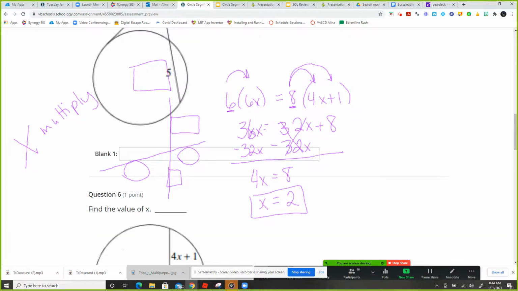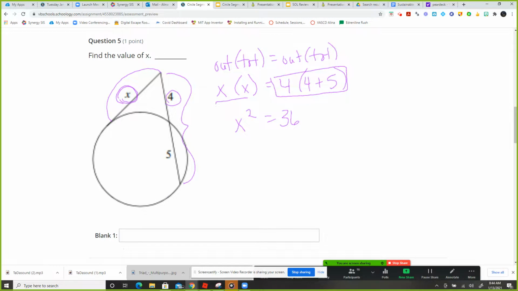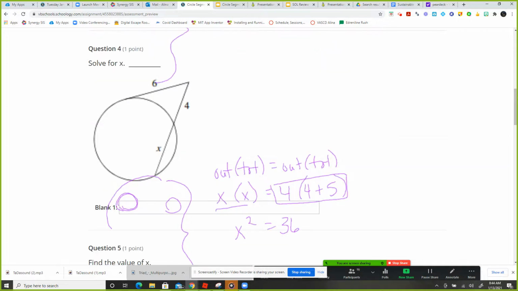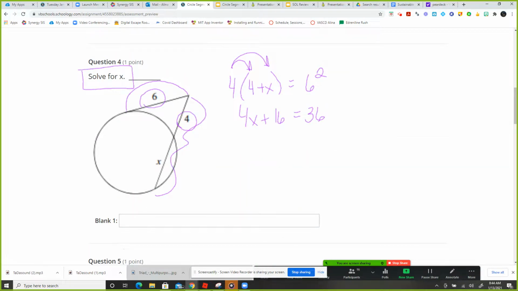And then this was the work for 5. Outside times the total equals outside times the total. And then 4 was right here. Again, outside times the total equals outside times the total.